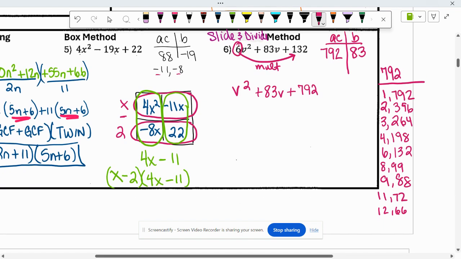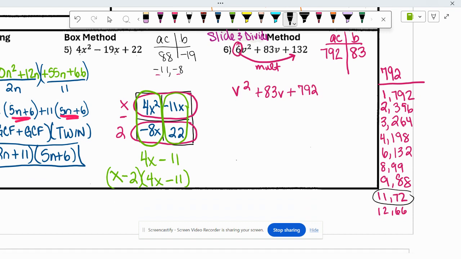We're going to stop right there. Does anyone see a factor pair that adds up to 73? Yeah, 11 and 72. So slide and divide. Remember, this means V plus 11 times V plus 72. But we have to undo the multiply. We multiplied both sides by 6, so that means that we have to divide by 6.